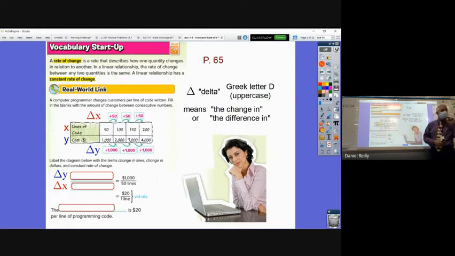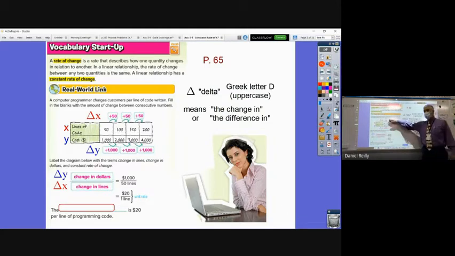So 50 lines of code gives you 1,000. That's how much she charges to write the code. So how much is it per line of code? That's the rate of change. So the change in y here, it goes up 1,000 every time the change in lines goes up by 50, which means that her rate of change in this situation is $20 per line. It's a unit rate. Okay, rate of change is what?